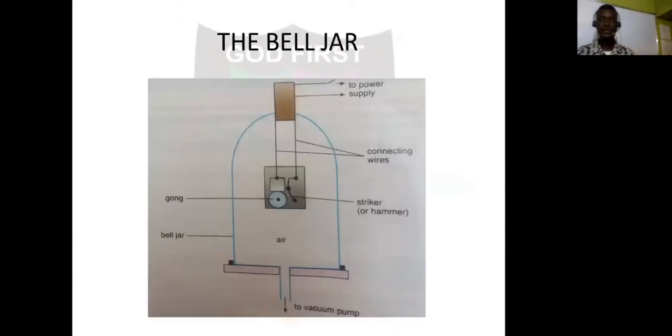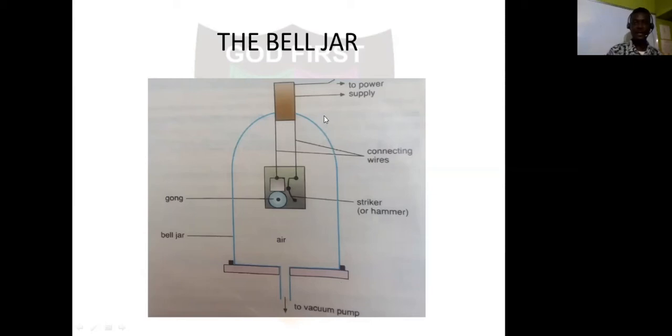So the bell jar experiment is to support the fact that sound waves require a medium such as air for propagation. A very good example now is this bell jar. This is the setup of a bell jar. In the diagram, this first part is your power supply, connecting wires. Then this is like your ringing bell at home. So we call this one the bell jar. So this is the bell.